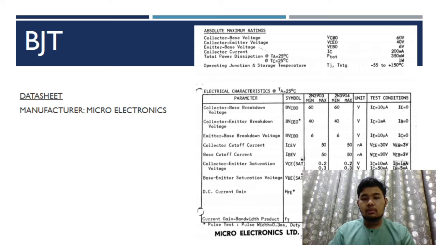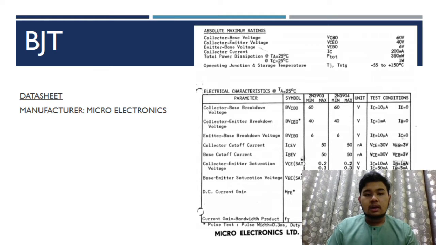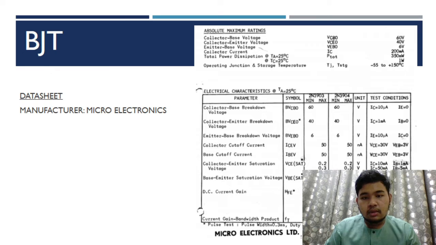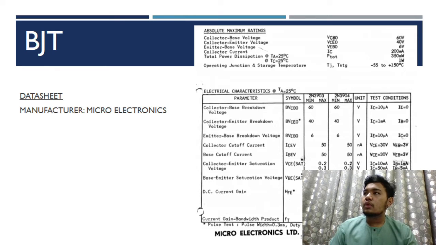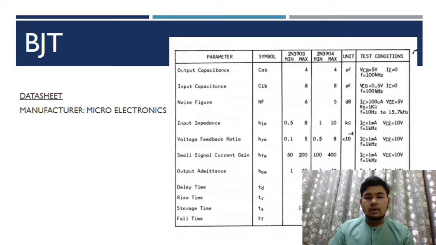Okay, next we go to the datasheet. This datasheet I found on Google. For example, I take the 2N3904. Okay, this is the datasheet from the manufacturer. The manufacturer is Microelectronics.